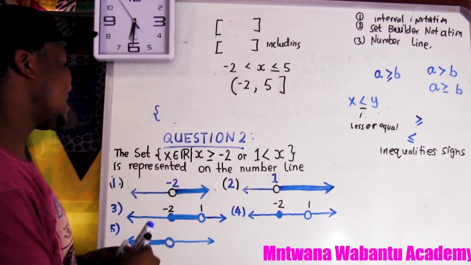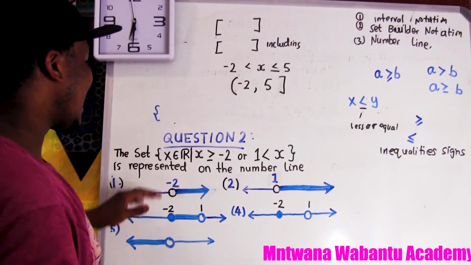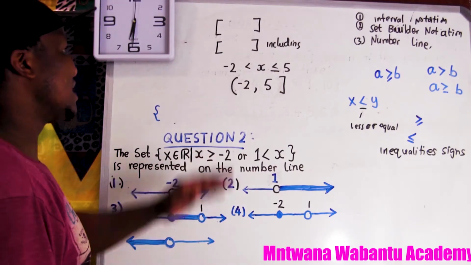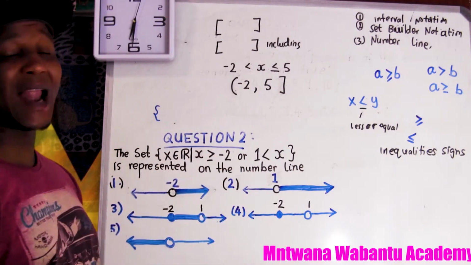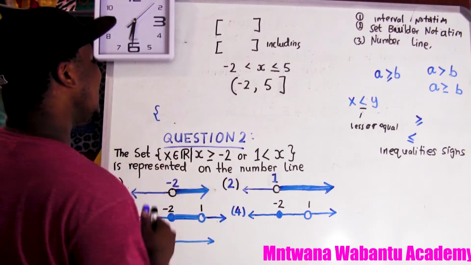So let me take this data here. I want to explain the whole thing so you can understand. Now I'm going to take this data and represent it in interval notation, and then I'll come to your number line so you can get to understand. So now let's take this data and write it in interval notation.